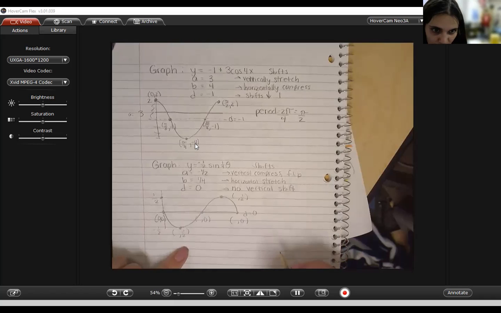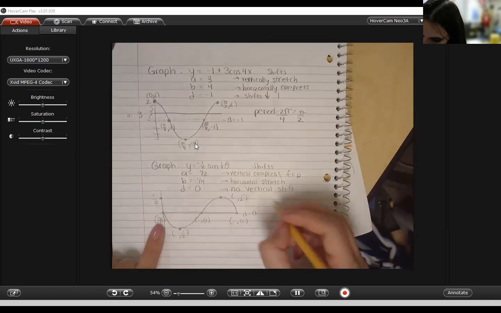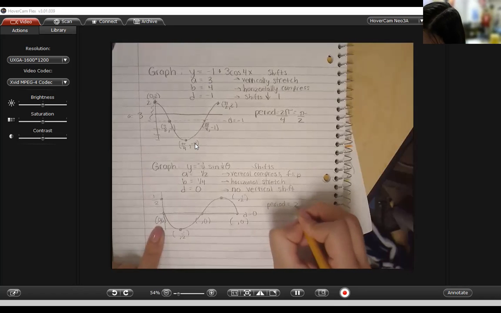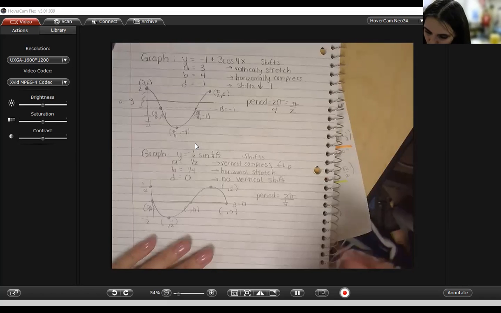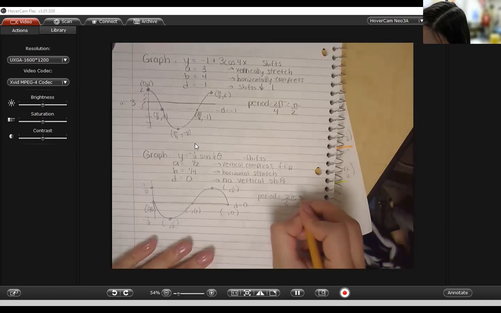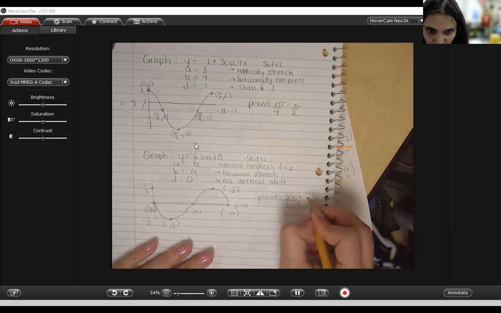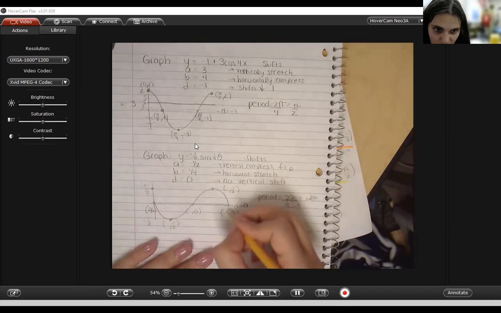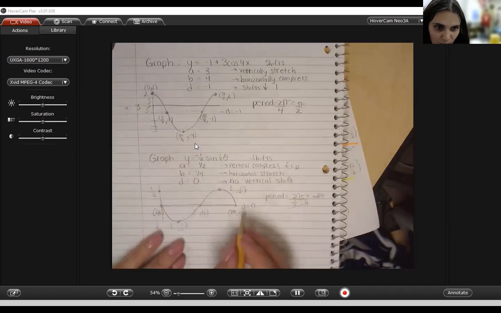Let's fill in my x values now. My period is going to equal 2 pi over 1/4. Mathematically, I can multiply both the top and the bottom by 4. What do I get? That's a 1, 2 pi times 4 is going to give me 8 pi. So I know 1 full cycle is going to be 8 pi. That's 1 full period.